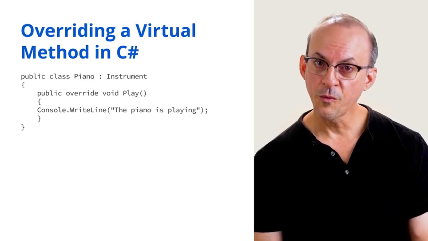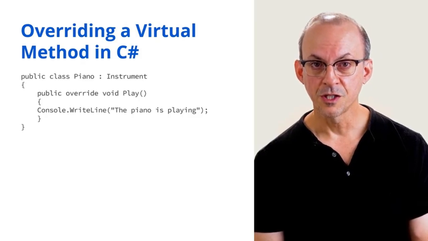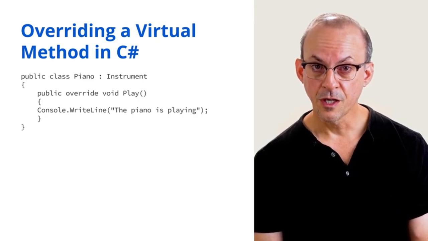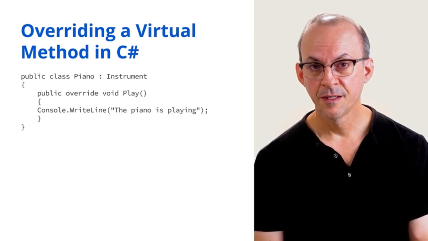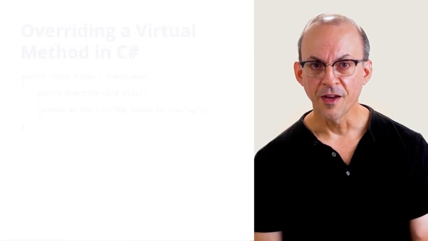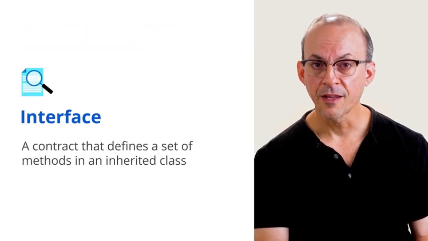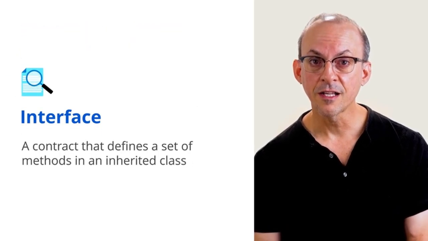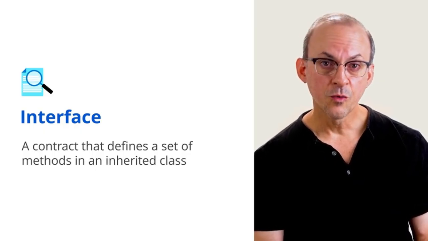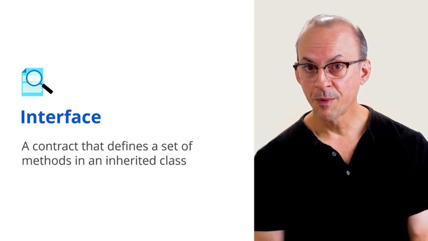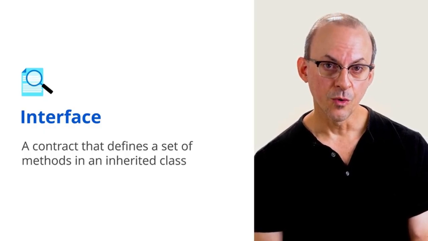Virtual methods aren't the only way developers can use polymorphism in C#. Developers can also create interfaces that do not include the method's implementation. You might be wondering, what is an interface? Well, an interface is a contract that defines a set of methods that an inherited class must implement. Interfaces typically only include what methods an inherited class must implement, but not the implementation code.